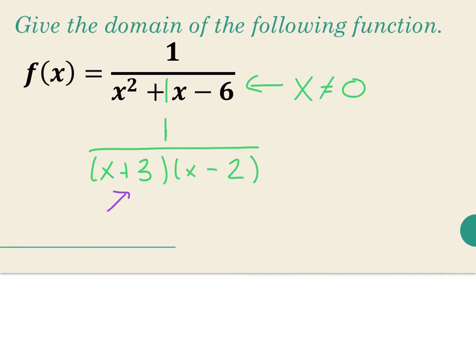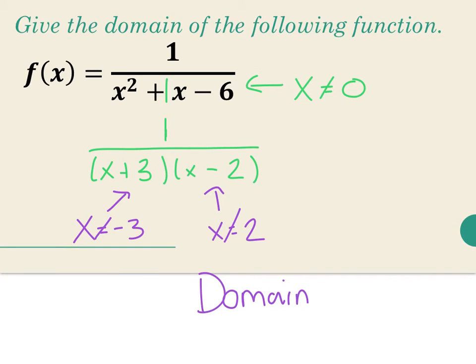So looking at this, if I was to plug -3 in for x, that would give me 0. So I know x cannot be -3 because that would give me a 0 in the denominator. And this guy here, if I was to plug 2 in for x, I would get 0. So x can also not be 2. So the domain of this function has to deal with the denominator being 0 or not being 0. So for this domain, x can be every single number except for -3 and 2. So the domain of this function is x is not equal to -3 and 2.